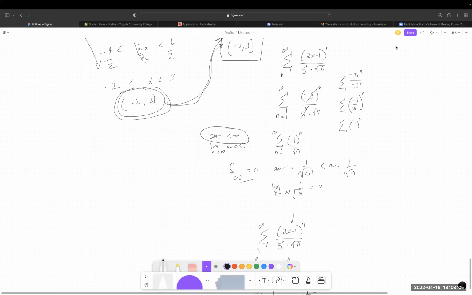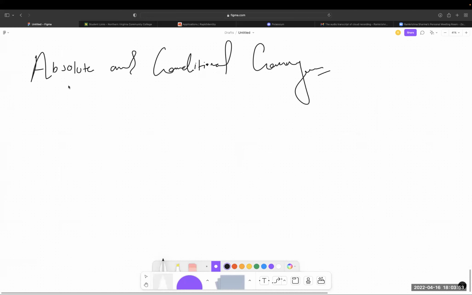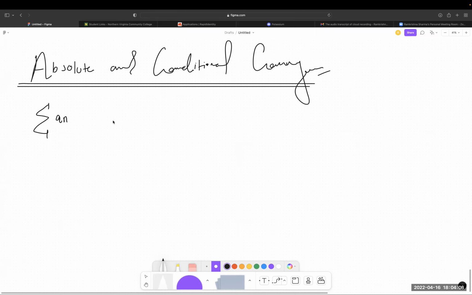Let's move on to absolute convergence and conditional convergence. Let's talk for a bit about this idea of absolute and conditional convergence. So suppose I had some kind of a series. I'm going to call that series a of n, and suppose it converges.